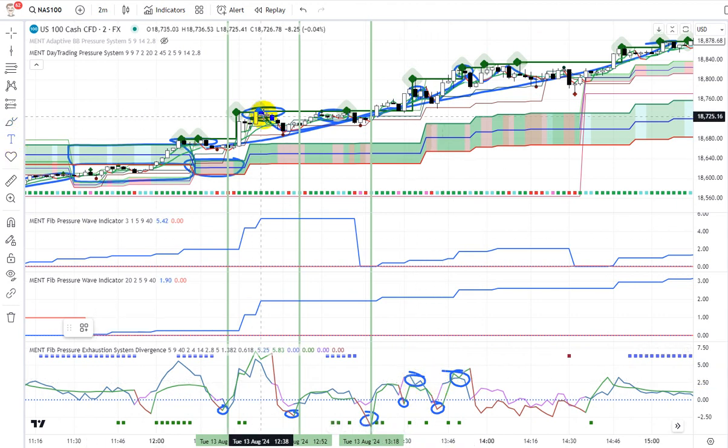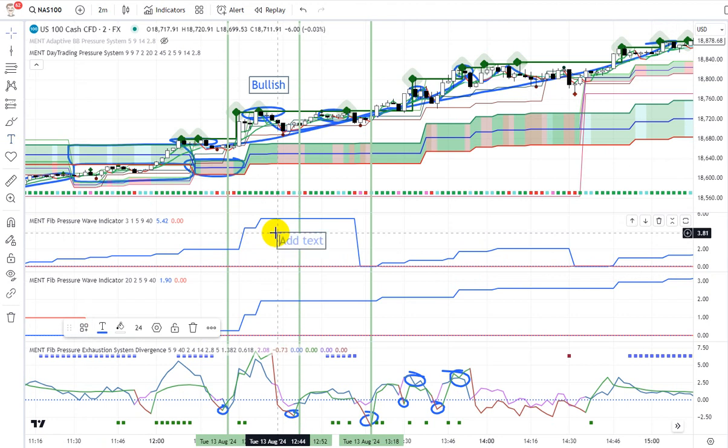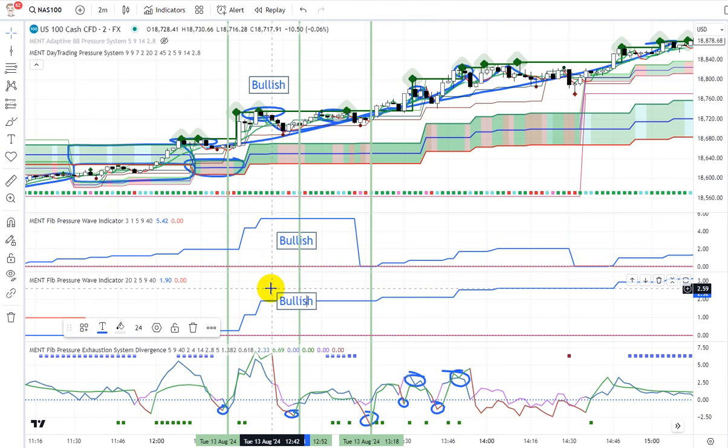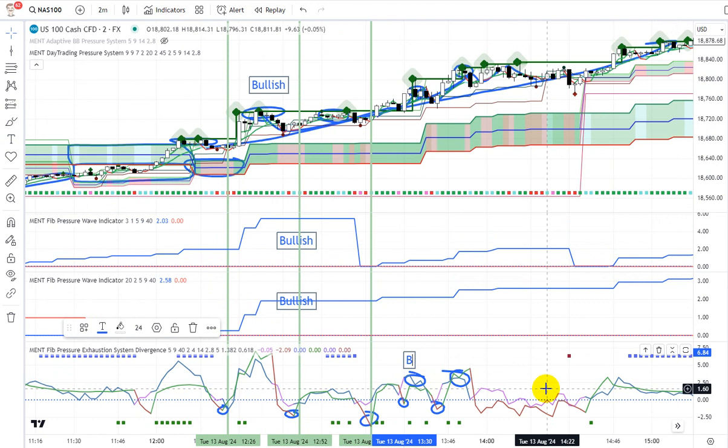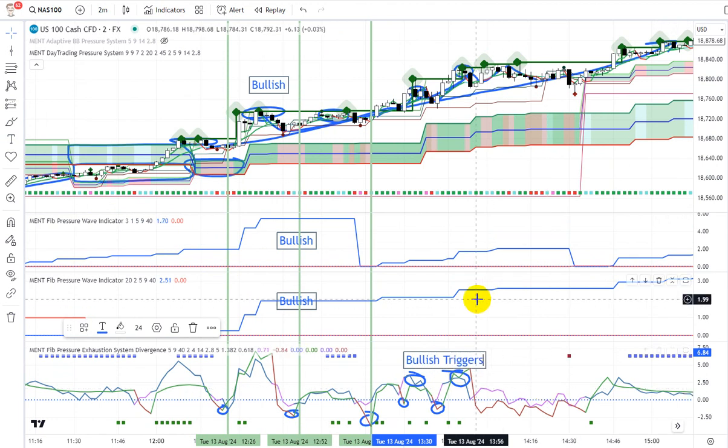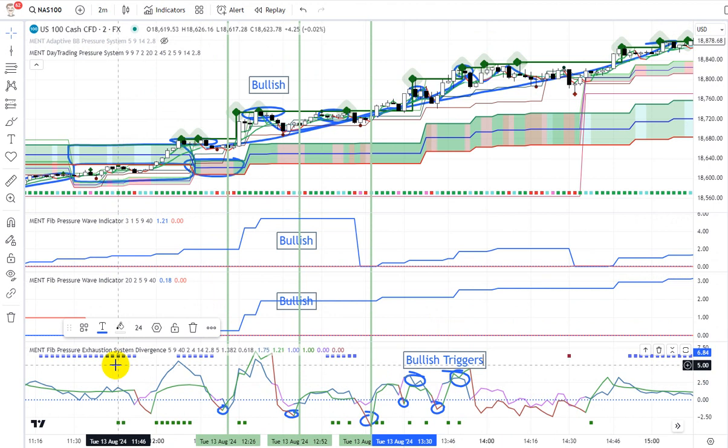Remember, we're bullish here. Okay? We are bullish here. And we've been able to catch nice bullish setups down here using the pressure system. So remember, this uses the pressure system, this and this are all designed around Fibonacci and the pressure system. And it's designed to give you the tools to trade more efficiently.